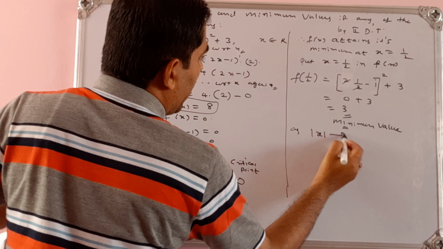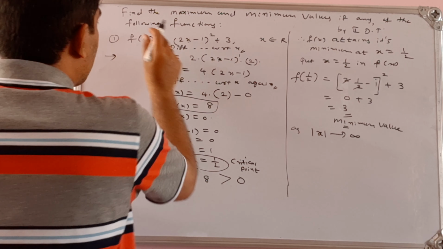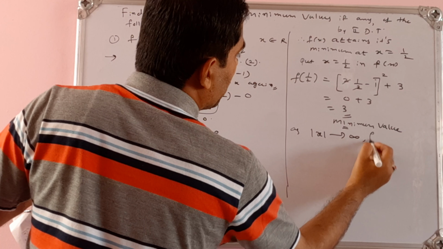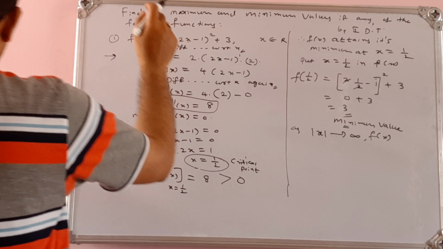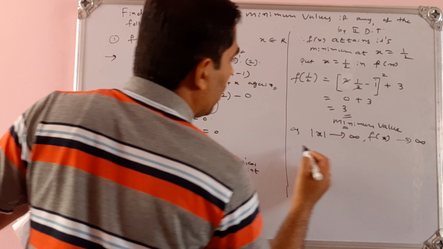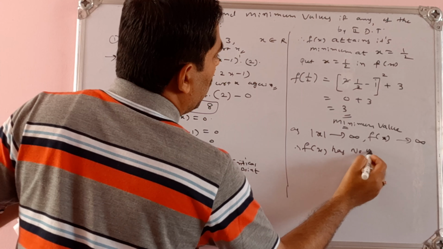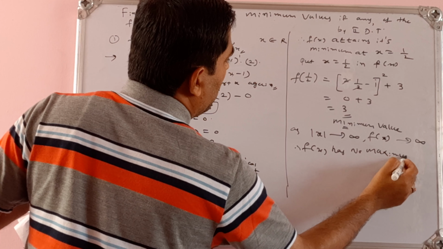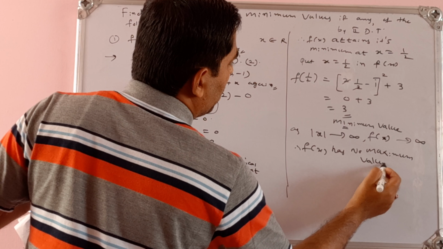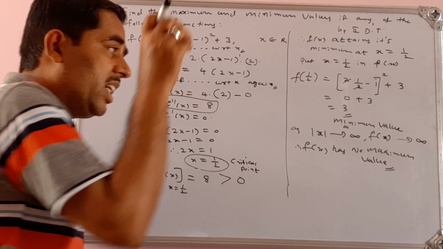That means as mod x tends to infinity, the given function also tends to infinity. That means the function has no maximum. See this, the function has no maximum value. So we cannot say this is the maximum value.